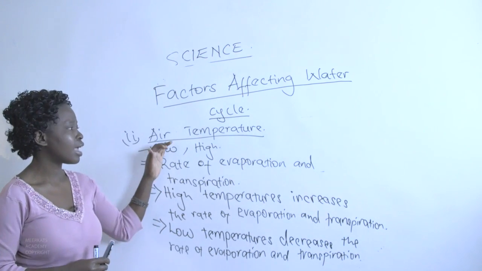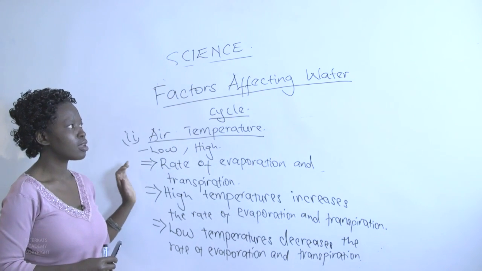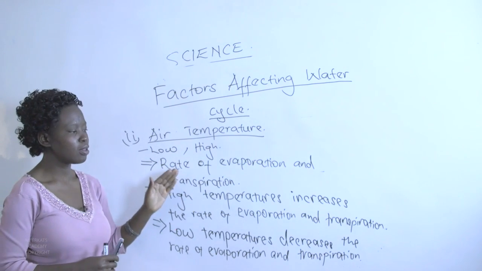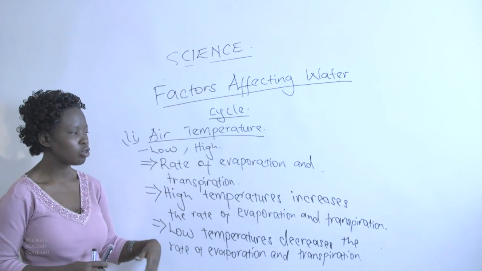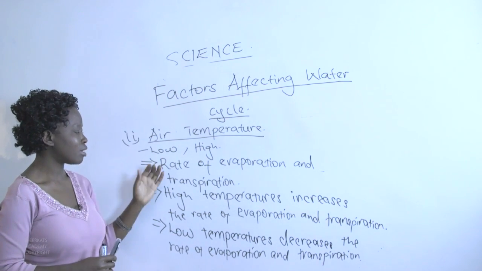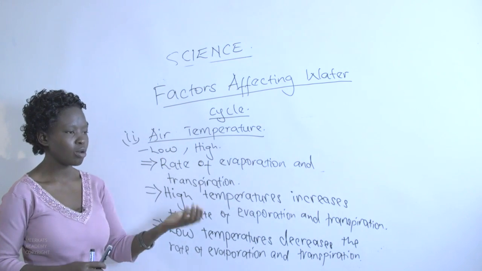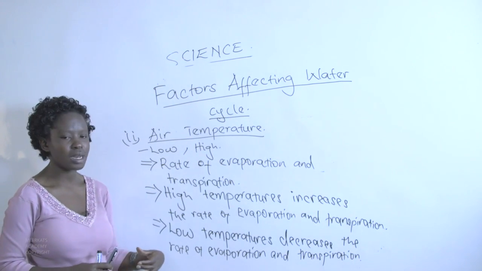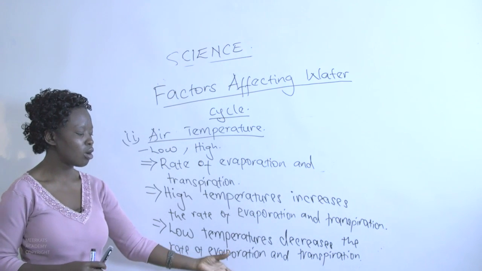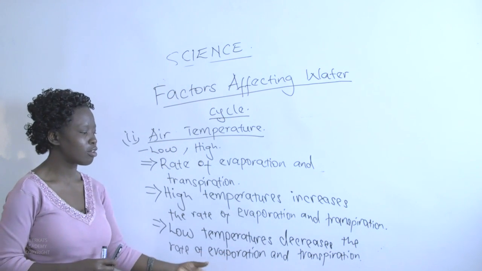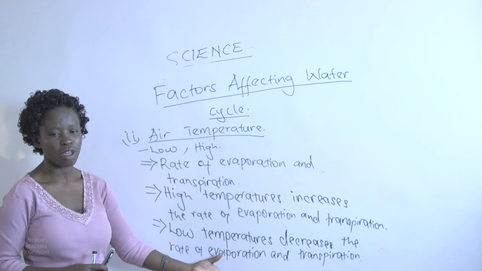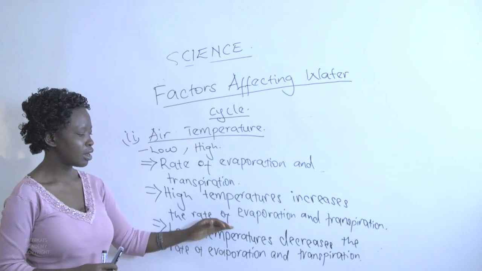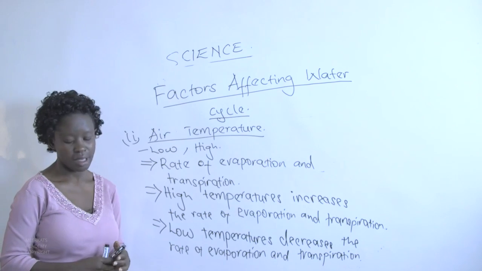So we find that air temperature really affects the water cycle, in that if temperatures are high, the rate of evaporation is going to be as fast as possible. But there is a time in a day when temperatures will be high, and a time when temperatures will be low. So this will also interfere with the processes of evaporation and transpiration. So air temperature really affects the water cycle.